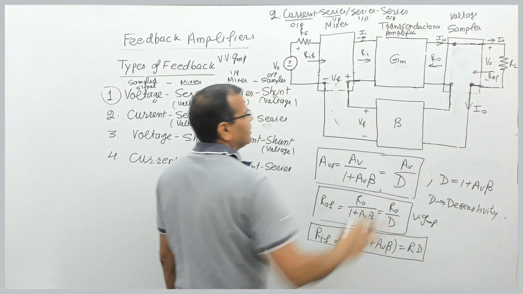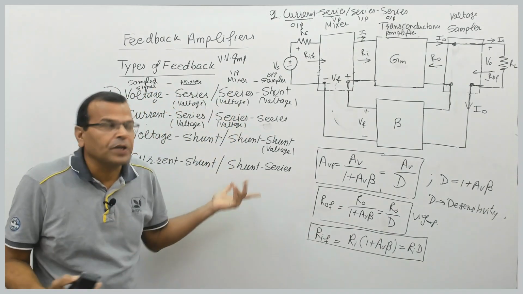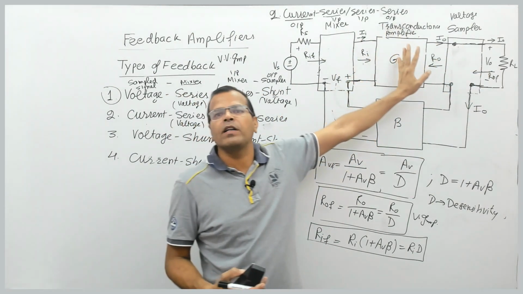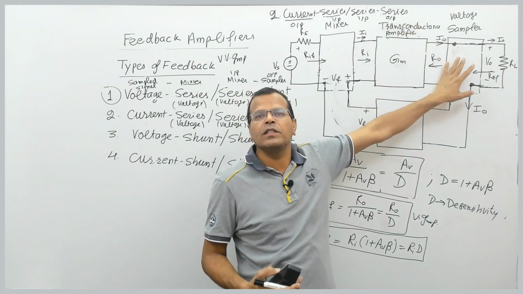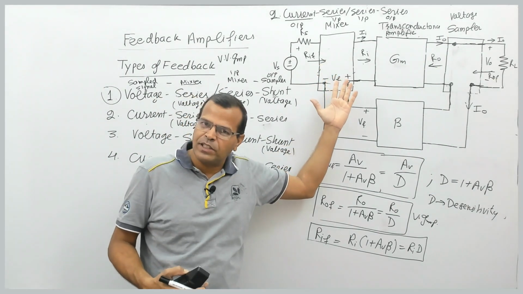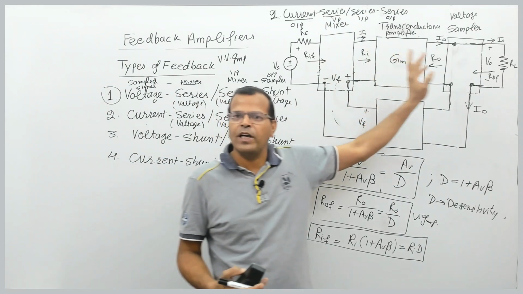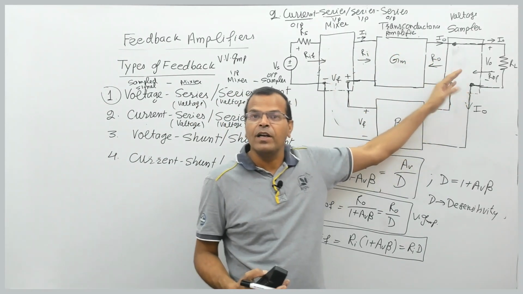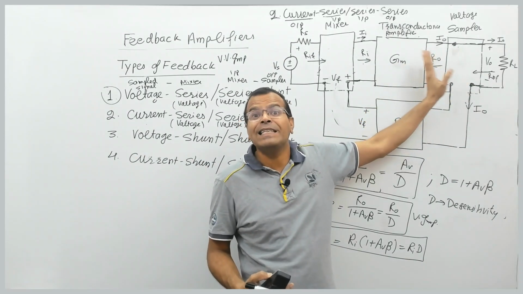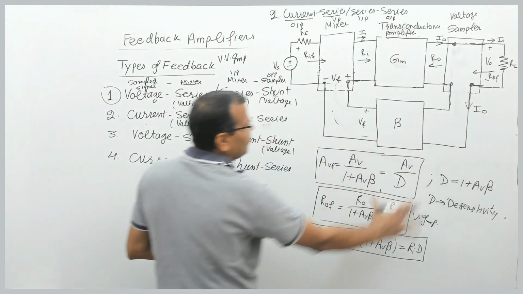Beta remains as it is, and everything will be similar. Output signal is current, input signal is voltage, amplifier is trans conductance. If the output signal is current, that is series sampling. If the input signal is voltage, that is series mixing. On the input side, if it is voltage, that is series mixing. On the output side, if it is voltage, that is shunt sampling. On the output side, if it is current, that is series sampling. You must remember these concepts.